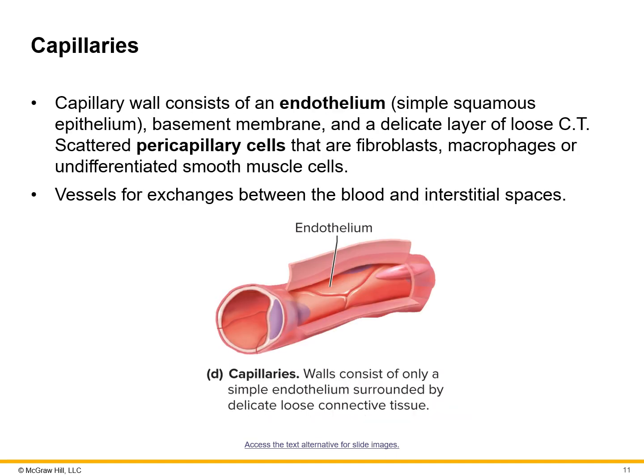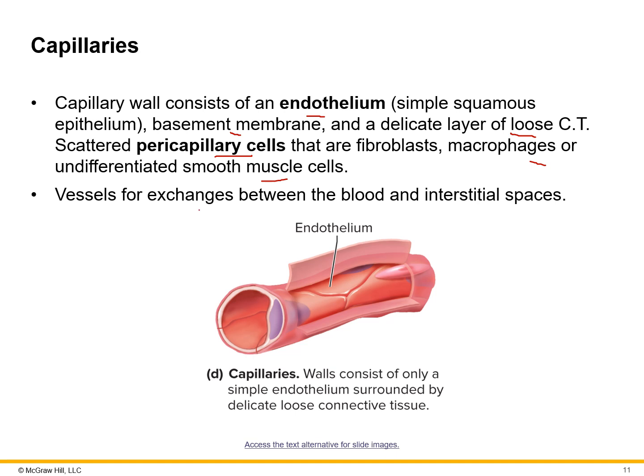Then we move into our capillaries, and this consists of endothelium, so that simple squamous. They do have that basement membrane, and then a small, delicate layer of loose connective tissue, but we're not going to have those three layers like we saw with our arteries. So they have scattered what are called pericapillary cells that are fibroblasts. They have macrophages or some undifferentiated smooth muscle cells.